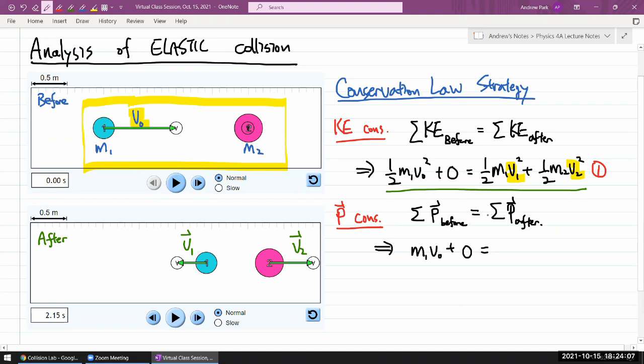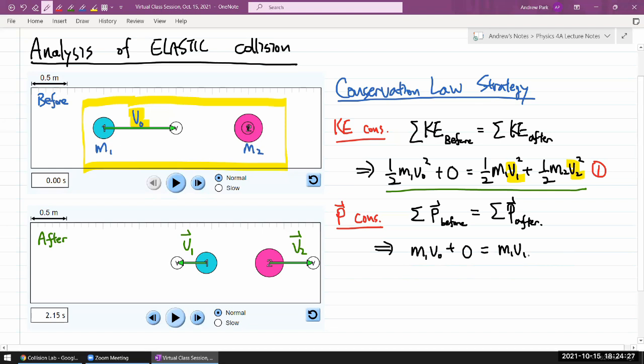After the collision, I'm going to write just m1 v1. And if somehow in situations where ball 1 bounces off to the left, then V1 will be negative. So this whole quantity will be negative in those cases.